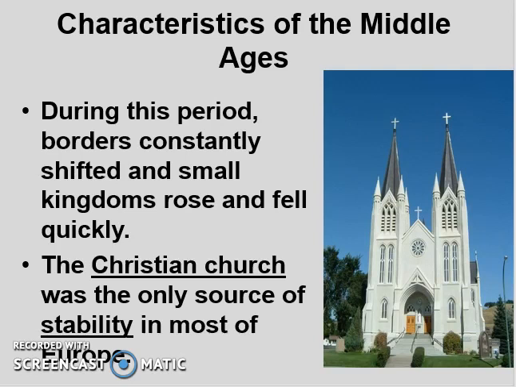The Christian church was the only source of stability in most of Europe. So the Christian church became incredibly important to people in Europe in the Middle Ages. It was their source of stability. They could go there, they could be fed, they could be told that things were going to be okay. It was their source of moral authority. It was their source of just general stability, something to know that it was always going to be there.